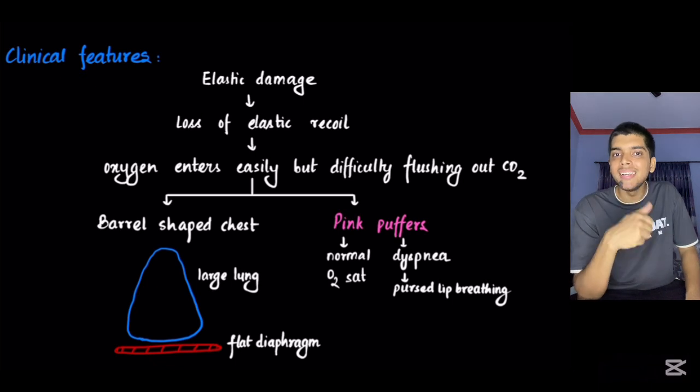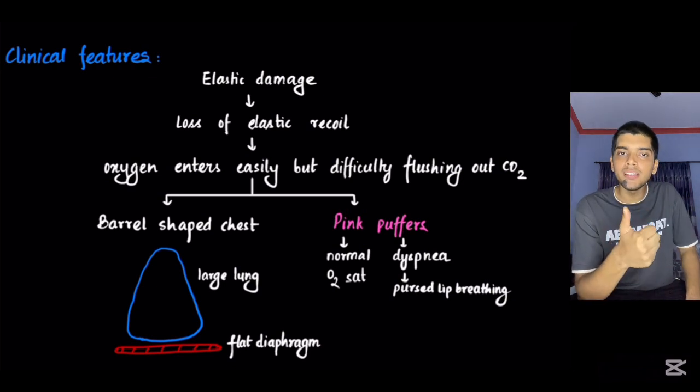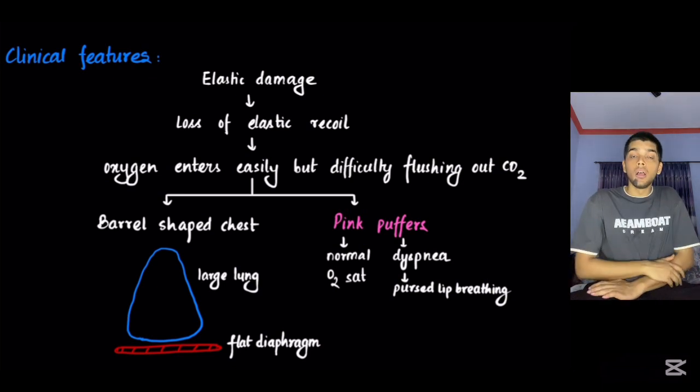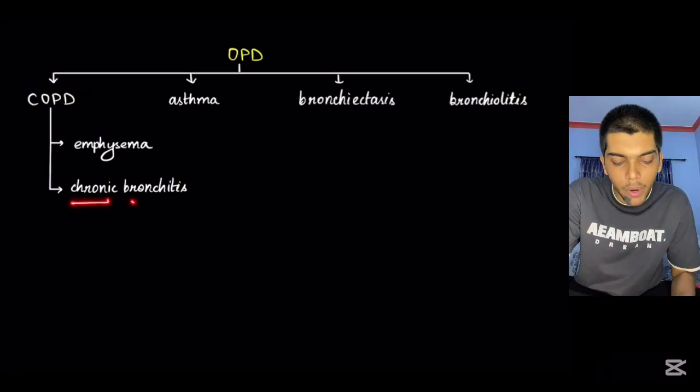Microscopically, 3 terms: destruction leading to floating septa, dilation leading to large acinus, large alveoli, and fusion leading to increased pores of Kohn. Clinically, 2 things: barrel-shaped chest and pink puffer. And we're done with emphysema. Up next, we have chronic bronchitis.